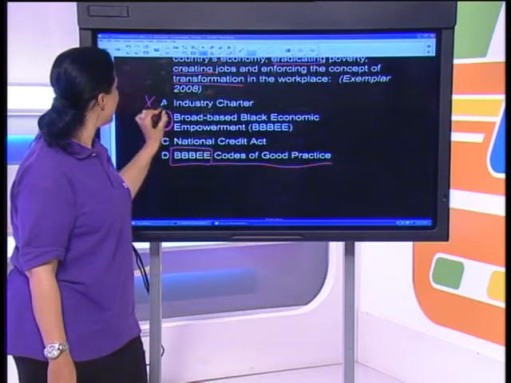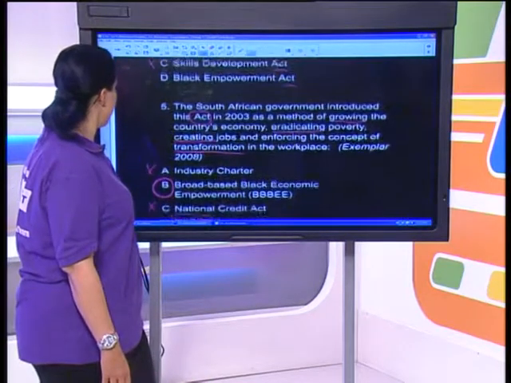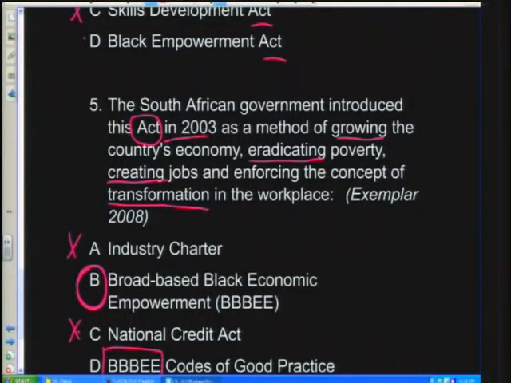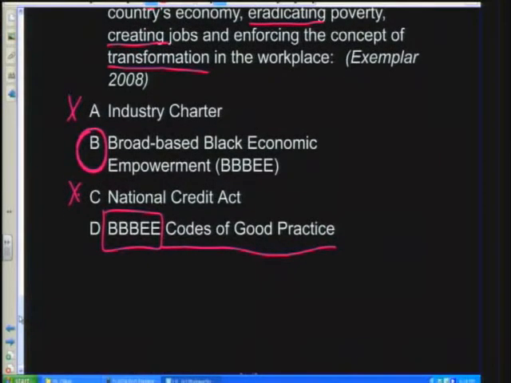This is the act. Remember they said it's an act. Just go back to this. The act was passed in 2003. There is no act that's called Codes of Good Practice with BEE. So your answer is definitely B, B-BBEE. Let's carry on.